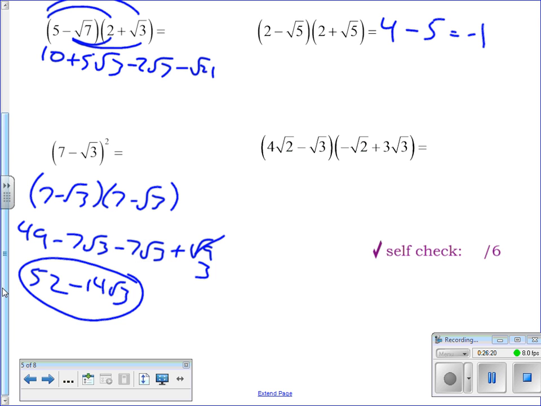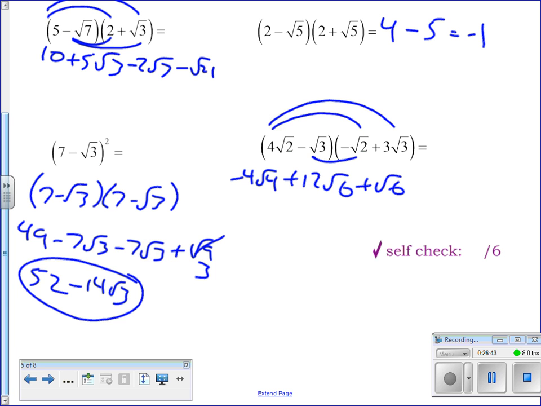Okay. And then the last one, FOIL it out. A little more difficult, but not that much harder. 4 root 2 times -2 root 2 is -4 root 4. 4 root 2 times 3 root 3 is plus 12 root 6. Negative root 3 times negative root 2 is positive root 6. Negative root 3 times 3 root 3 is -3 root 9.